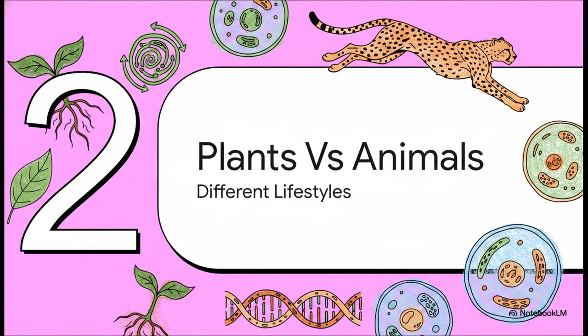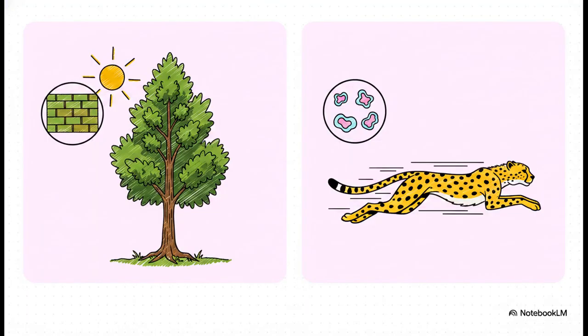Section 2. Plants versus animals. Now we're looking at an epic battle of completely different lifestyles. Plants and animals have totally opposite daily routines, which logically means they need completely different tissues. Plants stand completely stationary. Because they don't move around, they need massive structural support just to stay upright, which is why their cells have rigid cell walls. Plus, they make their own food using solar energy.